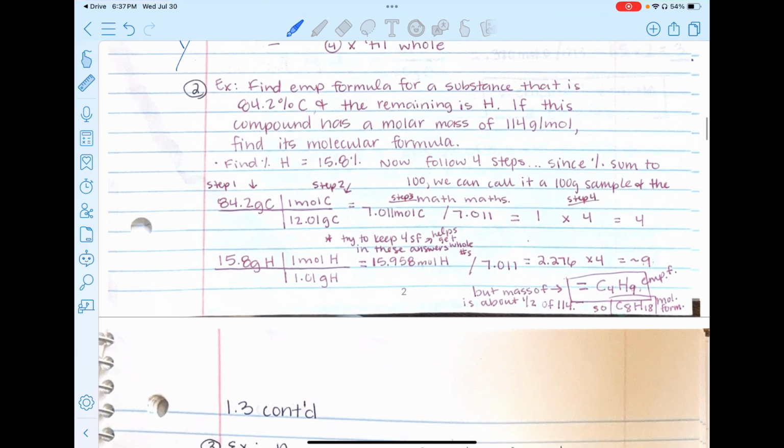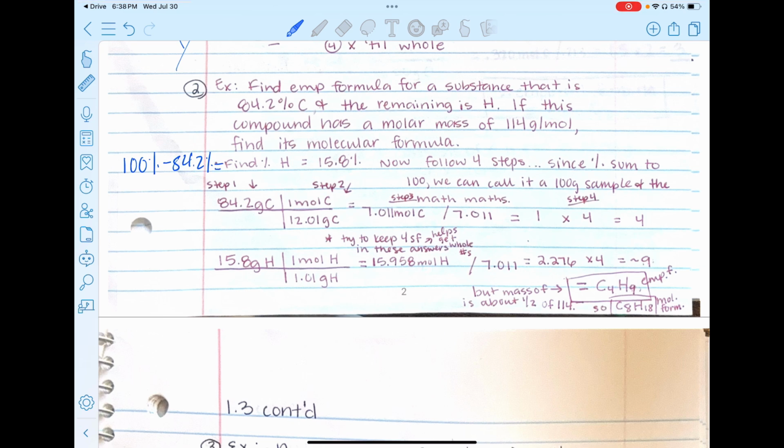All right, in example 2, you're going to find an empirical formula for a substance that is 84.2% carbon, and the remaining is hydrogen. Okay, so we only have carbon and hydrogen. Well, how do I know what percent the hydrogen is? Well, if it's only made of carbon and hydrogen, then I know that the entire compound has to be 100% C and H together. So if I take 100, subtract the 84.2%, then I know that hydrogen's percent must be 15.8. So 100% minus the 84.2% equals the 15.8. That's where I got that from.